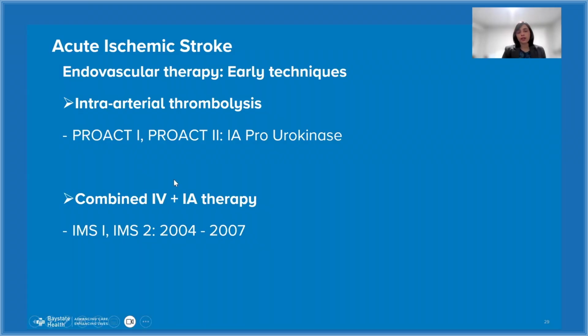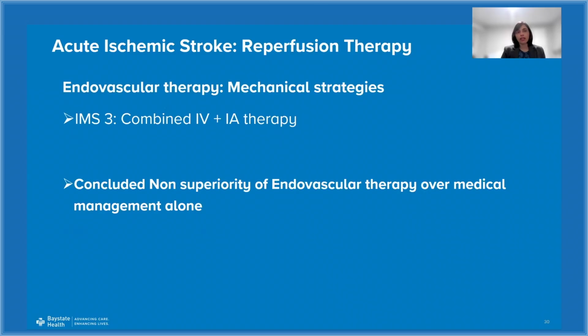And trials were done where the clot busting medication was locally administered inside the brain blood vessel, but the results were not too great. We did have issues with bleeding, and that kind of gave us a non-superior result when endovascular therapy was compared with medical management. Multiple trials were done, including IMS 1, 2, and 3, where in IMS 3, they actually combined IV TPA with endovascular or intraarterial therapy, and that too was a negative trial.